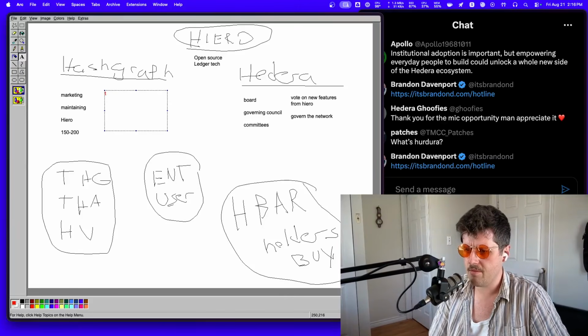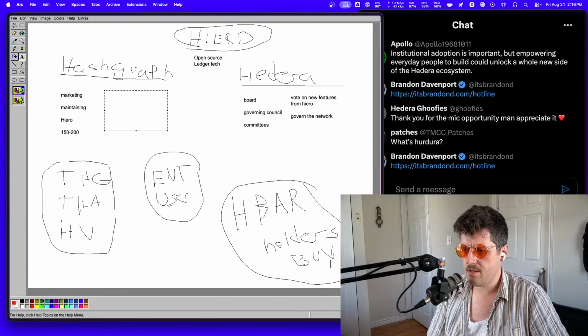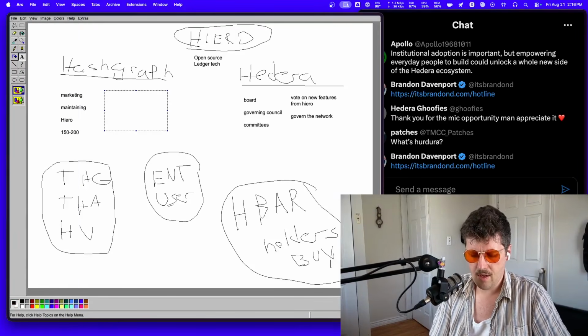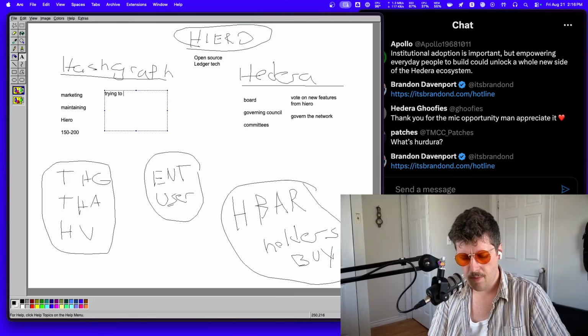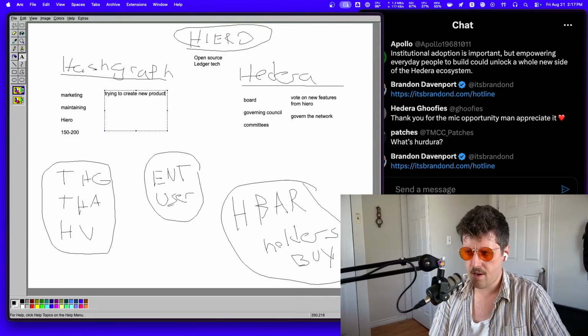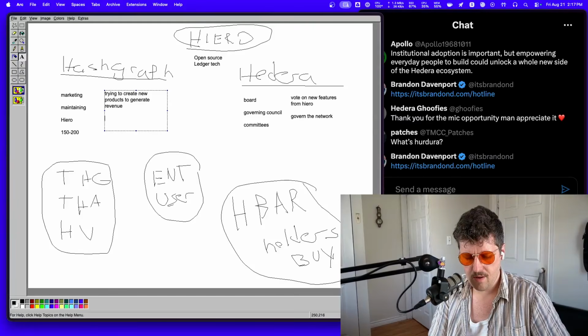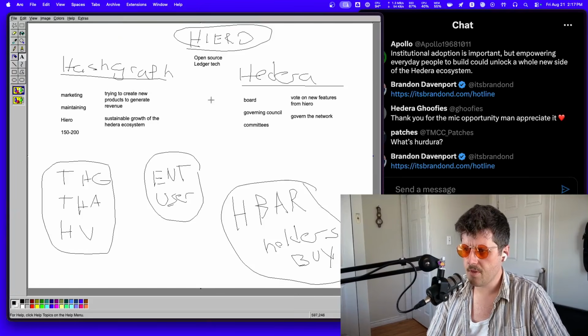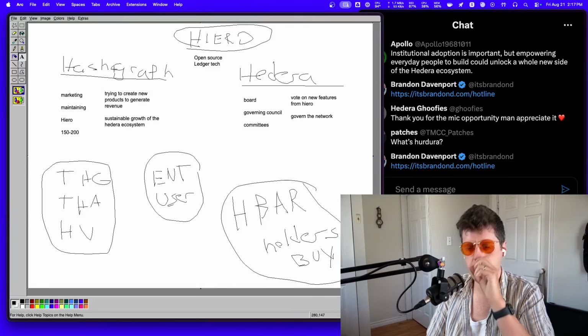Oh, I don't want this to be red. I want this to be normal. Trying to create new products to generate revenue, sustainable growth of the Hedera ecosystem. Okay, so that's their job, right? This is what they're doing.